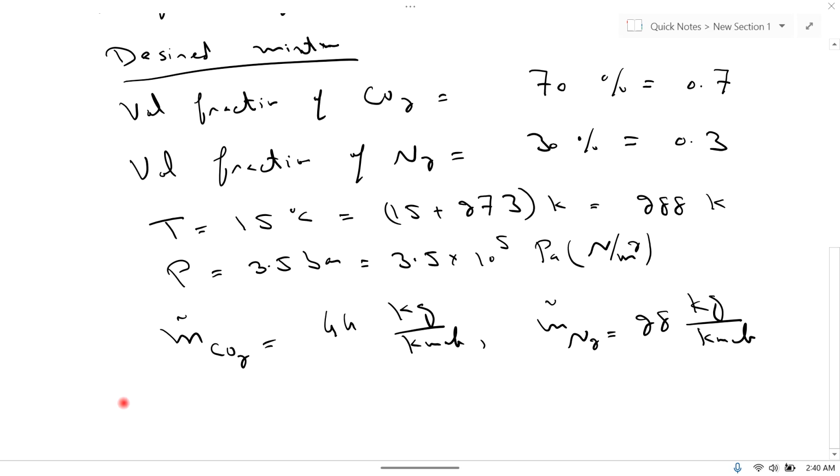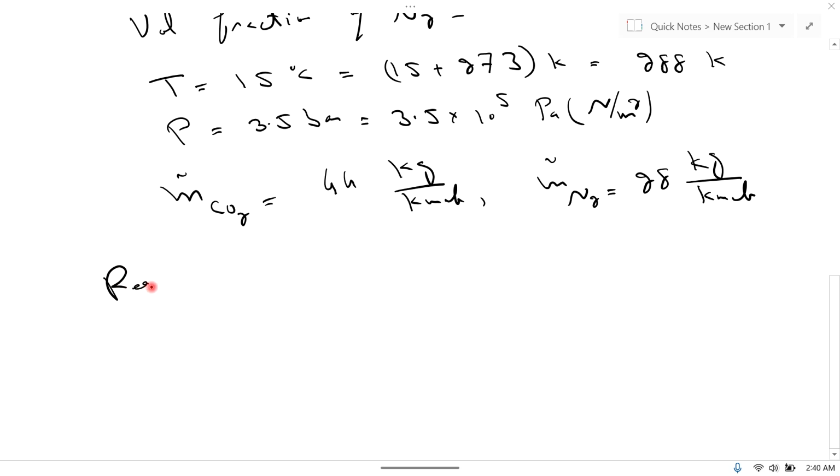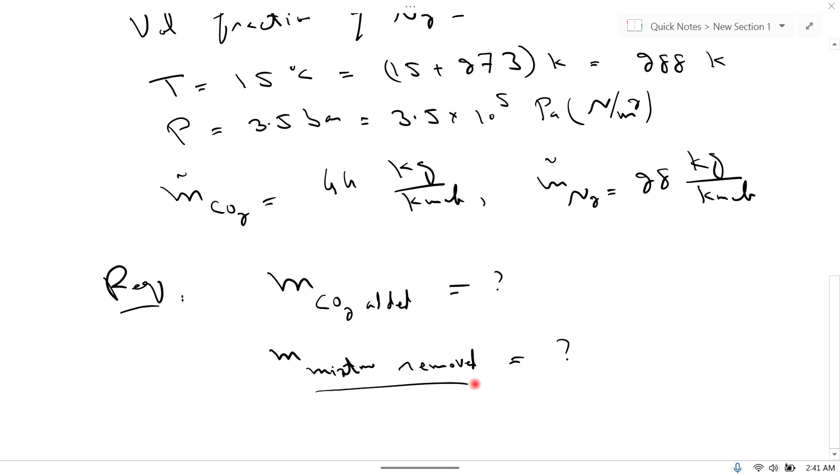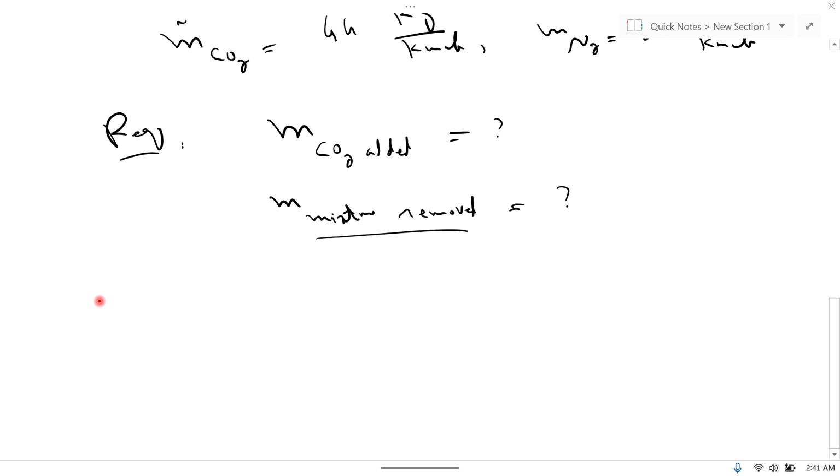Required is to find the mass of CO2 added and the mass of mixture removed, not nitrogen. Mass of mixture removed, and this is given in the statement. Now we start the solution.